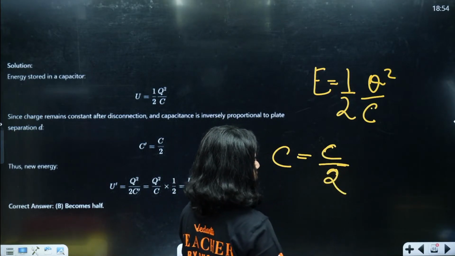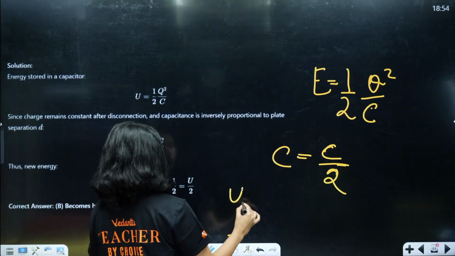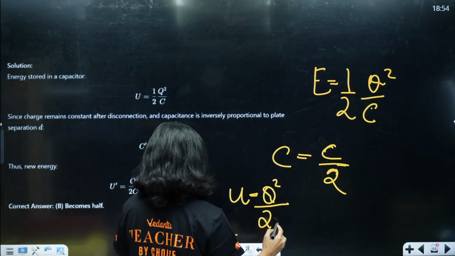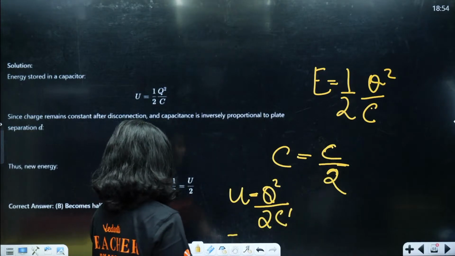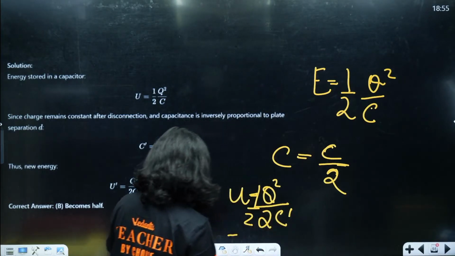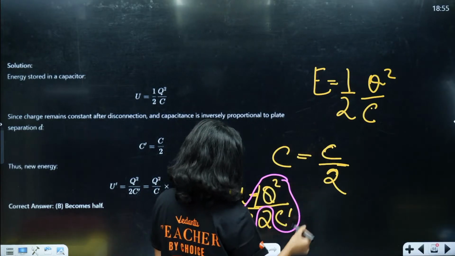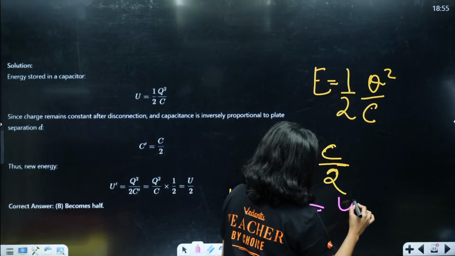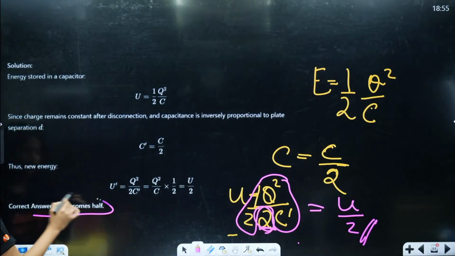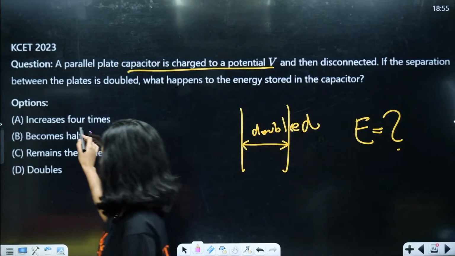C by 2. So what happens? U is equal to Q square by 2C, with a half. So you can see this much is your capacitance. So this is basically U by 2. There is an extra 2 here. So that is why it becomes half. Yes, it's option B. Becomes half.